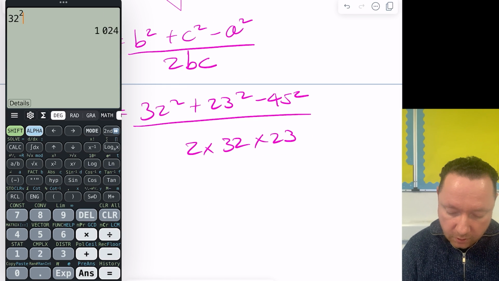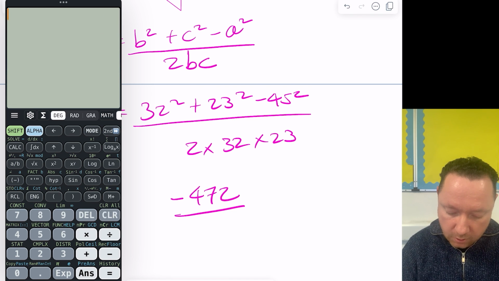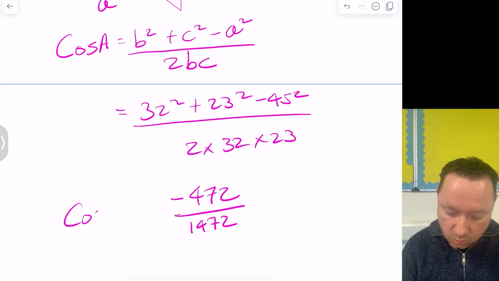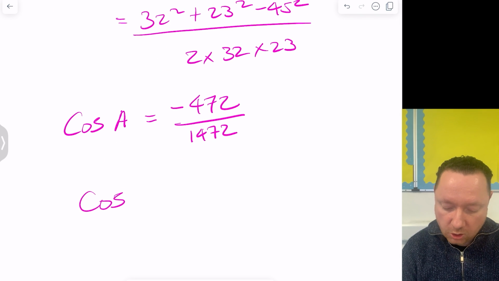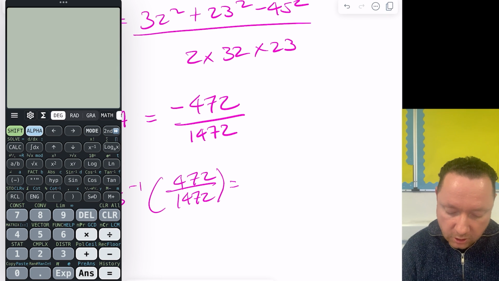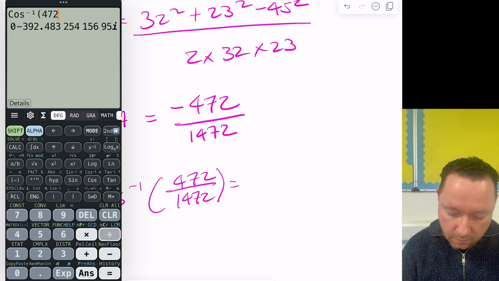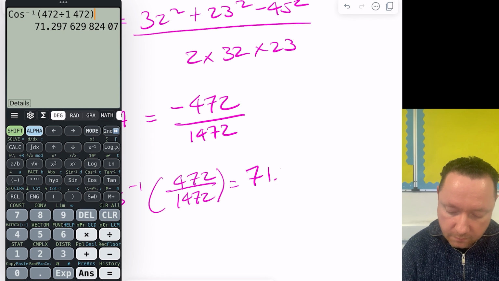32 squared plus 23 squared minus 45 squared, that's minus 472 on the top. 2 times 32 times 23 is 1472. No need to simplify because we're going to find the angle. So that's cos A, so we do the inverse cos of 472 over 1472. We just do the positive version. That gives me 71.3 degrees.